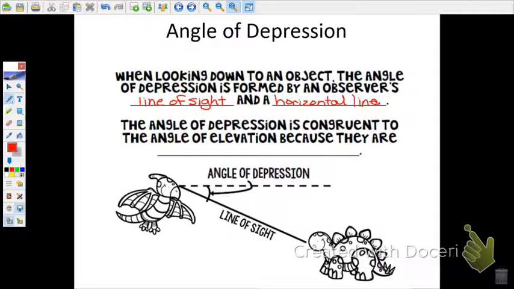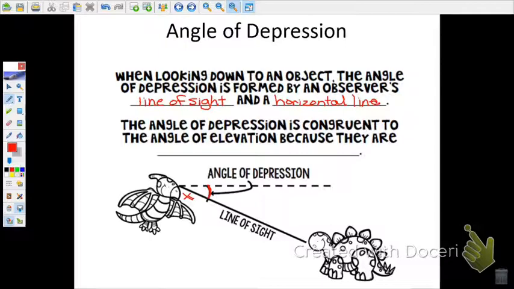Here we're up in the sky, or up above something. Instead of looking straight ahead on that horizontal line, our pterodactyl is looking down at the dinosaur. So instead of looking straight ahead, coming down, we have that angle of depression. Sometimes people get confused with where the angle of depression goes. They like to put it out here instead, which is not correct.